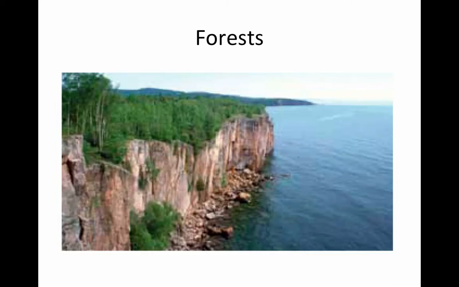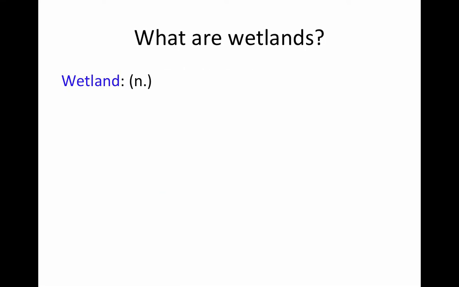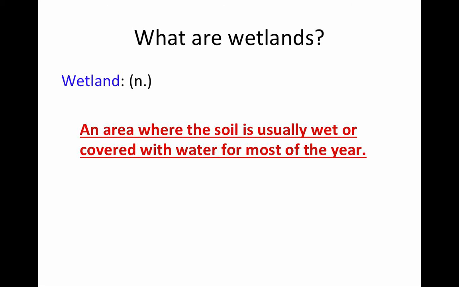Here, you can see another picture. Forests like this provide recreation for people who live nearby. In the U.S., people love to go hiking in the forest near the Great Lakes. Wetlands are also a very important habitat to the Great Lakes region. Here, you can see a picture of a wetland. A wetland is an area where the soil is usually wet or covered with water for most of the year. Examples include bogs, swamps, and marshes.